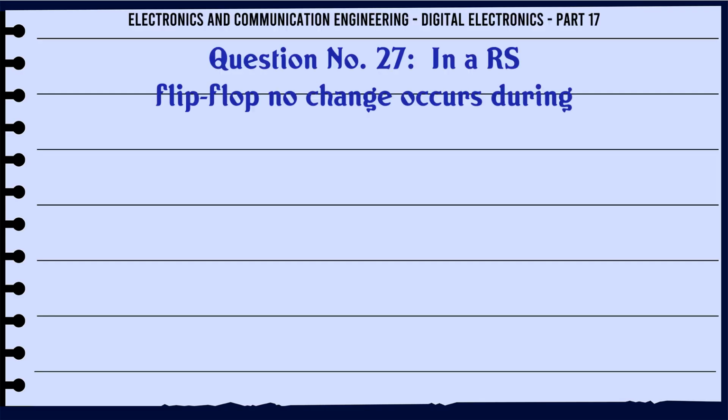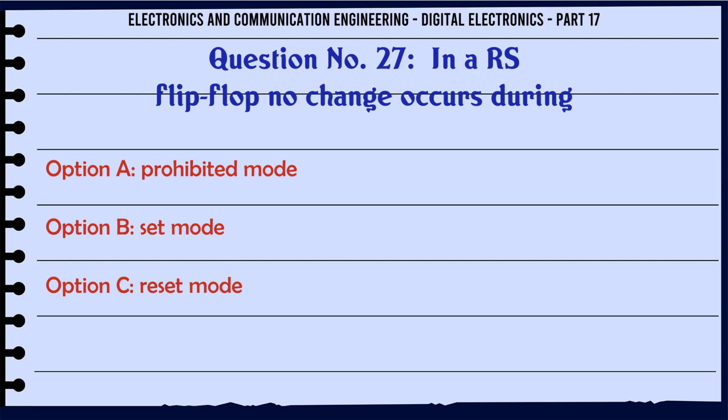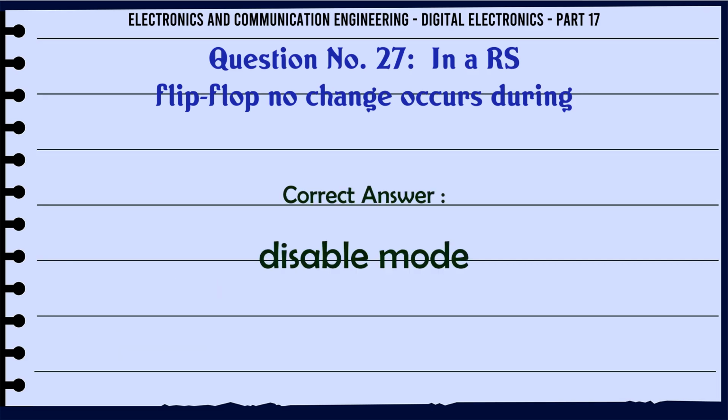In a JK flip-flop, no change occurs during A. prohibited mode, B. set mode, C. reset mode, D. disable mode. The correct answer is disable mode.